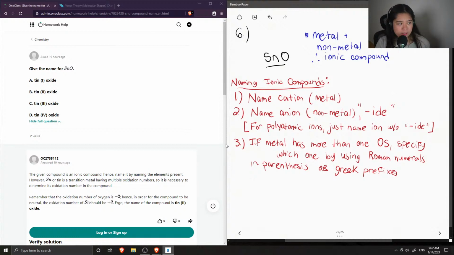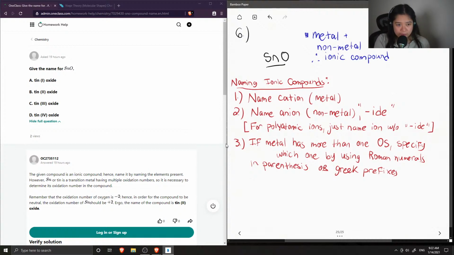So basically, for all the options that they gave us in the question, they already pretty much wrote out the cation and the anion that ends in "ide", and basically we just need to figure out what oxidation state tin is in. So to do that, we first need to look at the overall charge of our ionic compound, and you'll notice that it's just neutral. So whatever the oxidation state of our oxygen is, we know that the tin must have the same magnitude of oxidation state but the opposite charge.